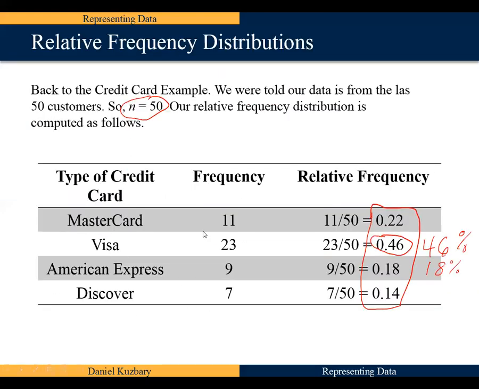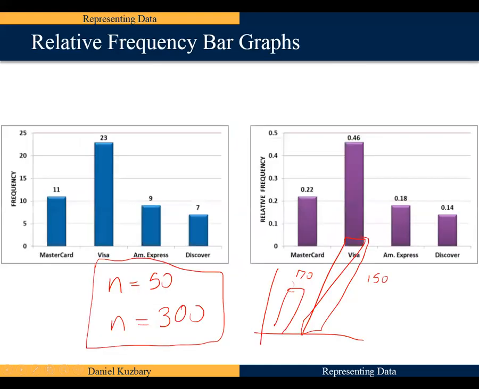So you count them up, put them there, and then you divide by the sample size to get the relative frequency. And then you can make any kind of graph that you want.